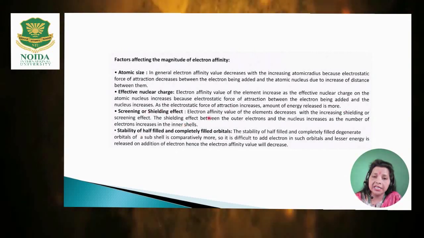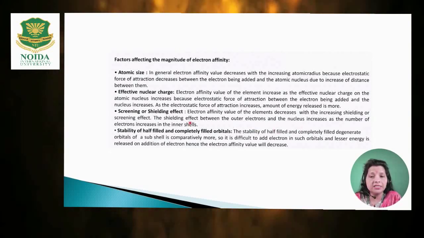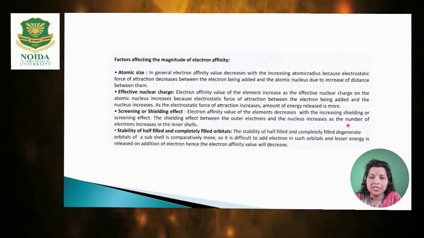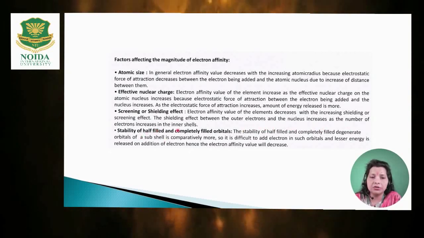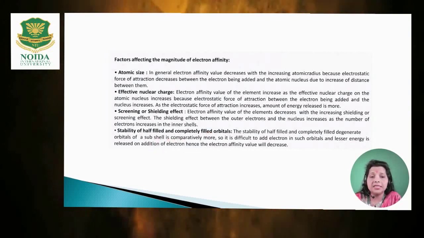Screening or shielding effect: the electron affinity value of elements decreases with the increasing shielding or screening effect. We already studied the shielding effect under the Slater rule. The shielding effect between the outer electron and the nucleus increases as the number of electrons increases in the inner shell, right? Now again, as half-filled and fully filled d orbitals affect the ionization potential or ionization energy, in the same way they also affect the electron affinity, right?